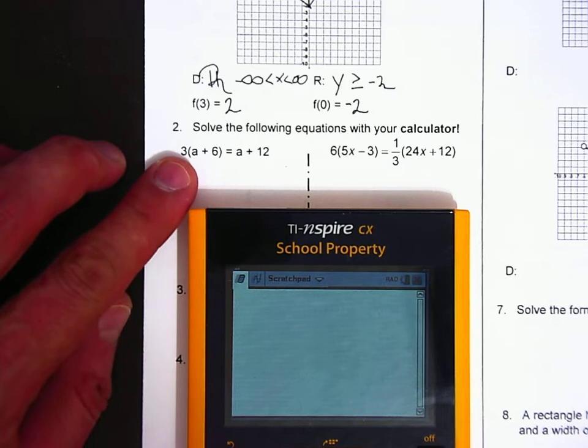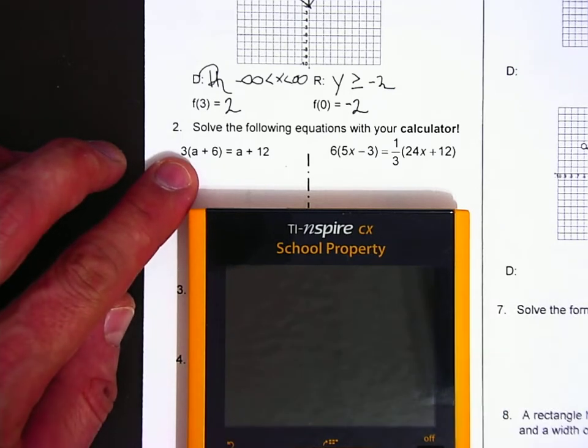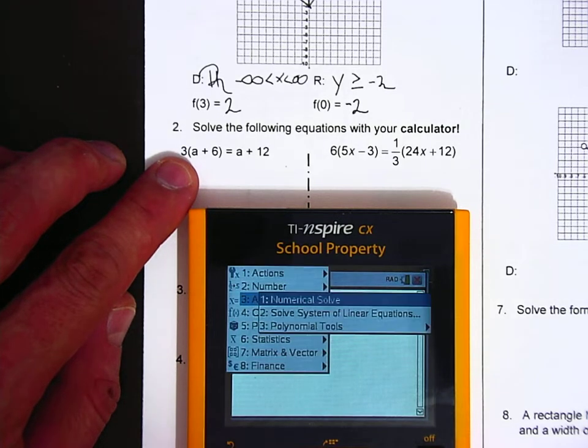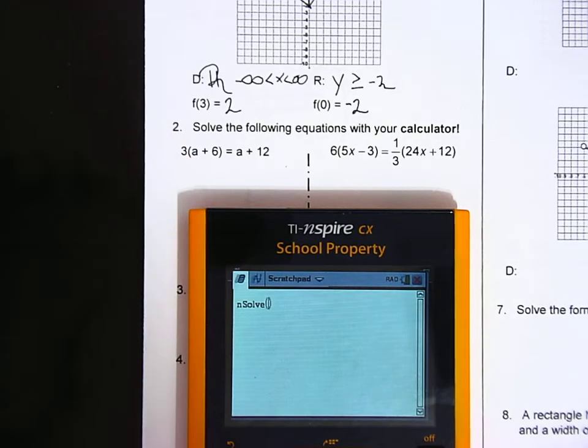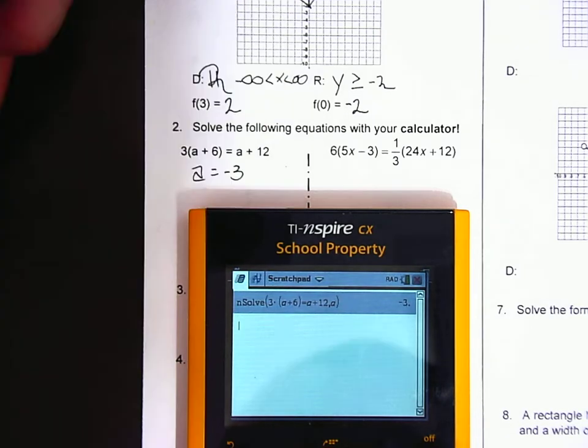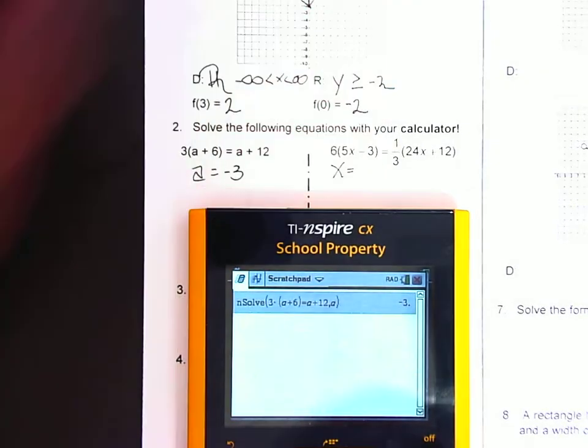So our first equation is 3 parentheses a plus 6 equals a plus 12. So we'll go to menu, 3, 1 for nsolve or numerical solve, and we'll enter this equation in exactly the way we see it with the variable a and everything. Equals a plus 12. After you've entered your equation, don't forget comma and whatever variable you're solving for. This only works for equations, and it only works for things in one variable, one letter. And here we get -3. So a equals -3.